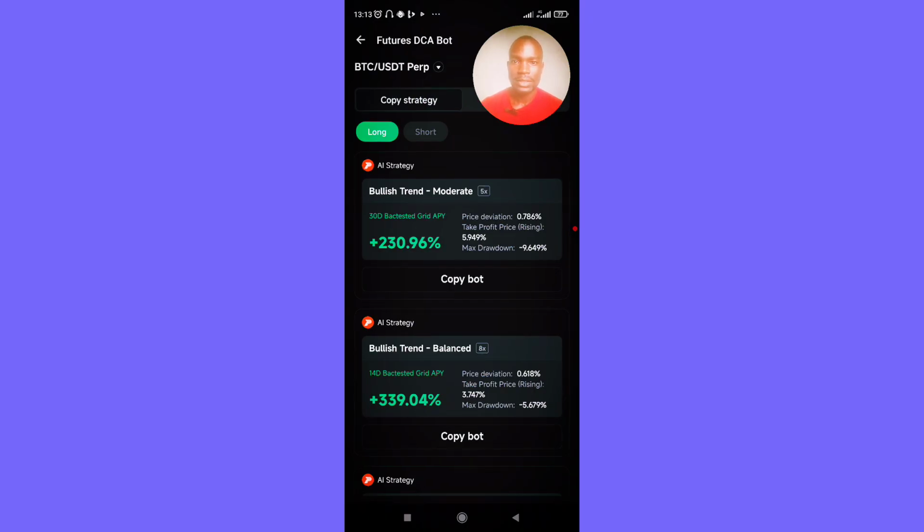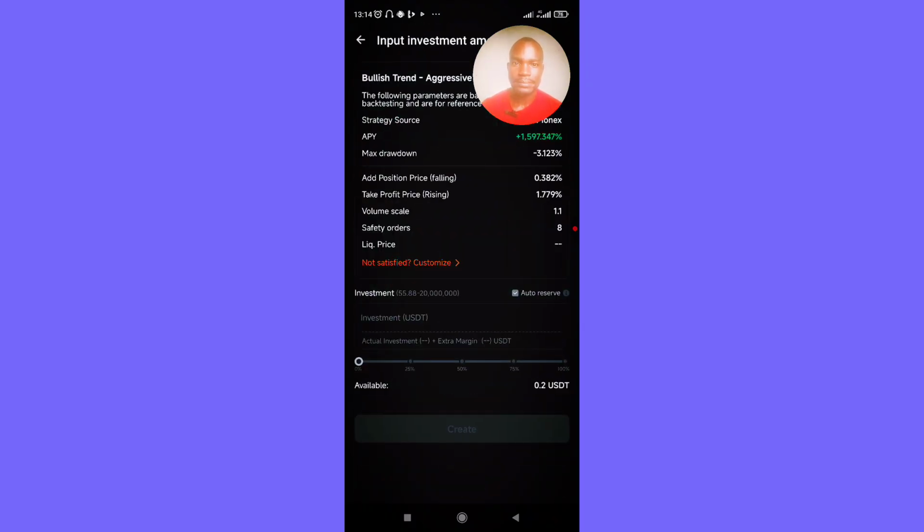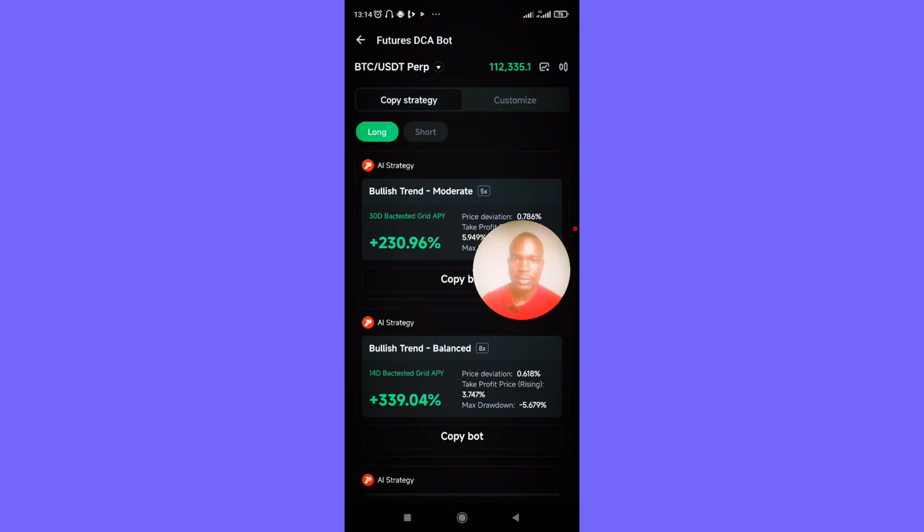USDT. And then now we have some of the AI created strategies here that you can copy from, or you can go with your own customized settings. So let's just go with the AI one, and then we'll be choosing the third one, which is the bullish trend aggressive one. Then we click on copy. So for this one you'll need a minimum of 55 USDT in order to start running this bot. So if at all we don't choose this one, then we can go with our own customized one.